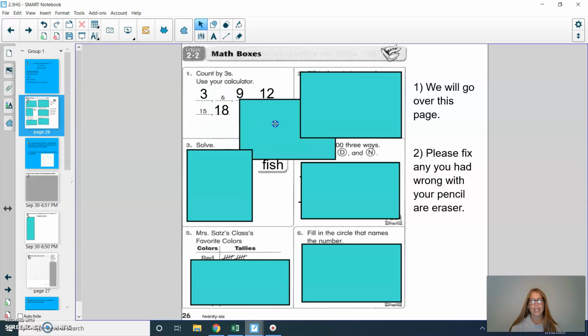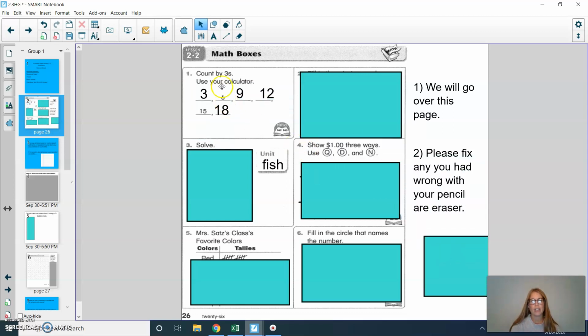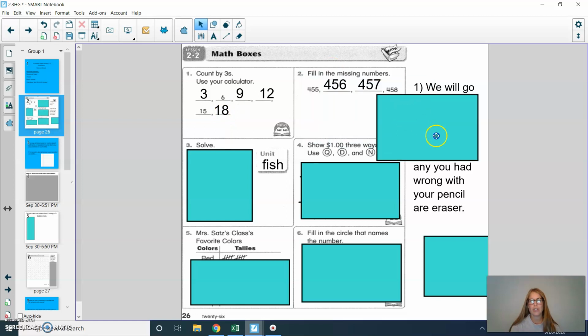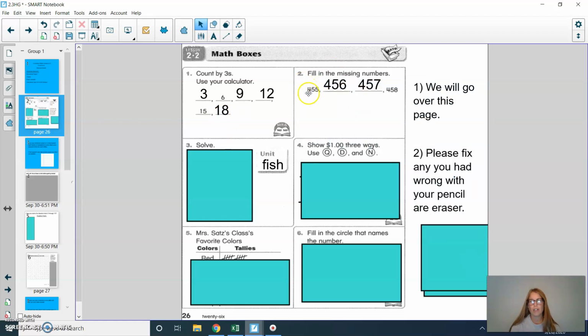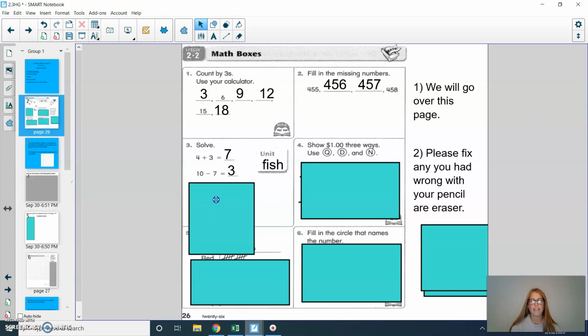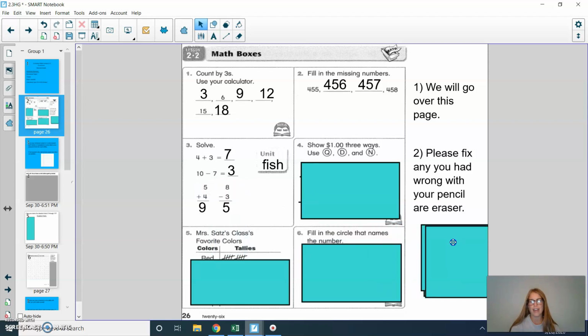So for question 1, it was asking us to count by threes. So you should have had 3, 6, 9, 12, 15, 18. For question 2, fill in the missing numbers. We had 455, 456, 457, and they gave us 458. For question 3, you could use whatever unit you wanted. I chose to use fish today. Then to solve, I know 4 plus 3 is 7, 10 minus 7 is 3, 5 plus 4 is 9, and 8 minus 3 is 5.